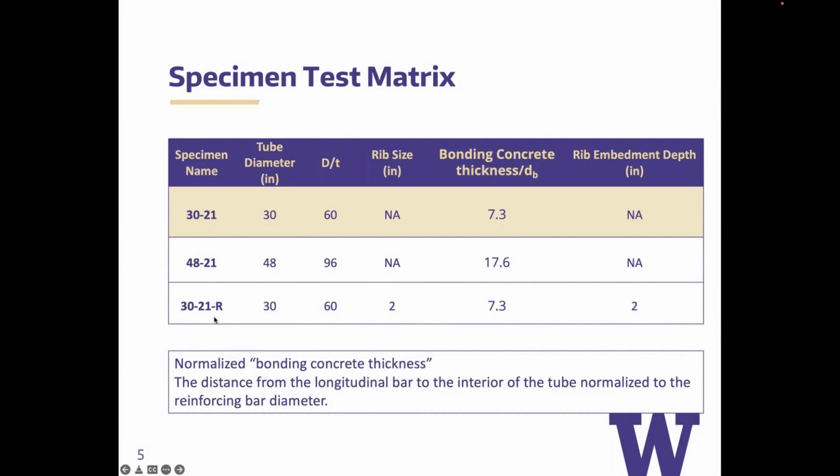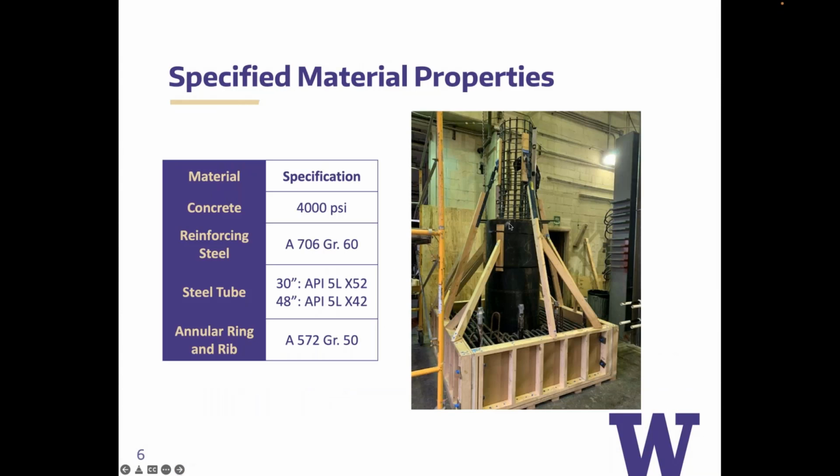The last one has an R, which is the ring. We took these specimens and added a ring right below the top of the steel tube, 2 inches below, so twice the cover, essentially, for that depth. That's based on a lot of analysis that we've done and talked about previously. You can see these are just the materials for what we are testing here.